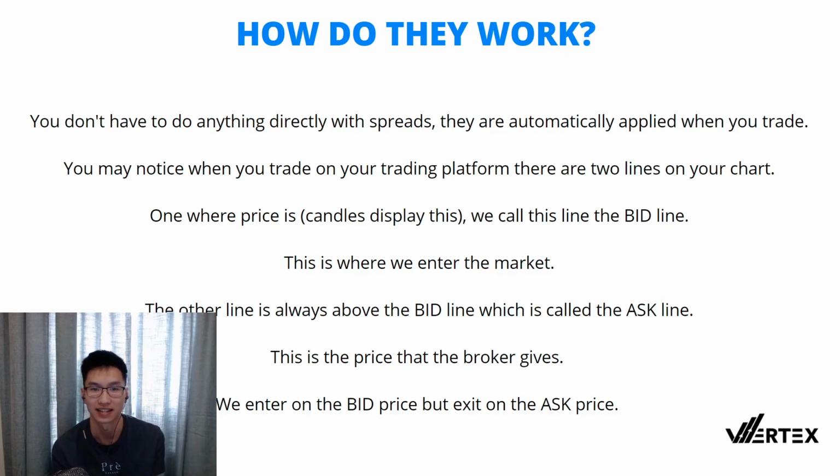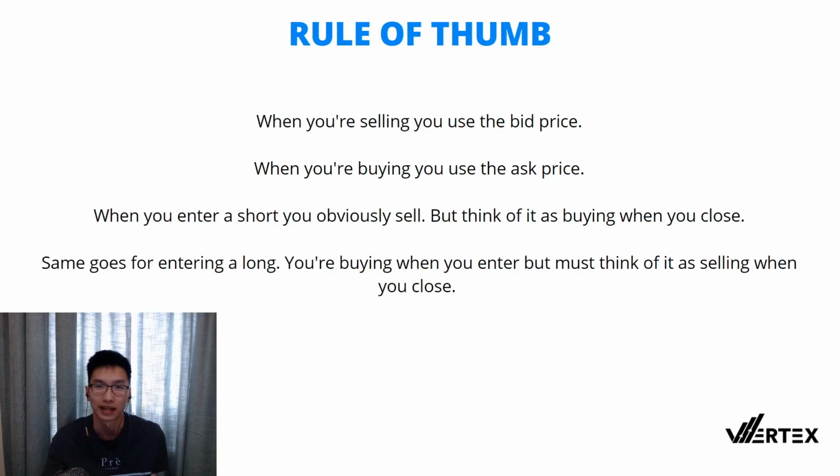One is where price is, where candles display this. We call this the bid line, and this is where we actually enter the market. The other line is always above the bid line, which is called the ask price line, and this is the price that the broker gives. We enter on the bid and we exit on the ask price. So what does this all mean?